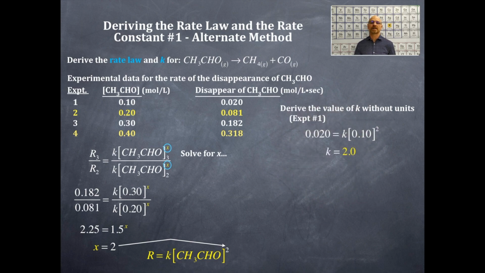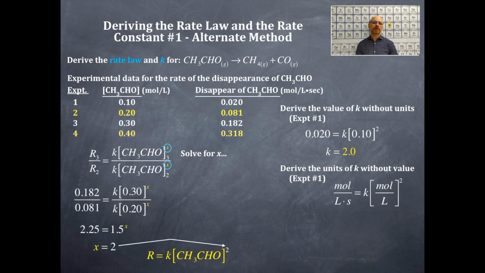Again, you should recognize that on the previous slide of this same problem, we solved for the value of k at 2.0. This is no different. We're getting the same data. We're getting the same value of k. Now what we're going to do is derive the units of k without the numeric value of k. We're going to still stay with the same experiment number 1.